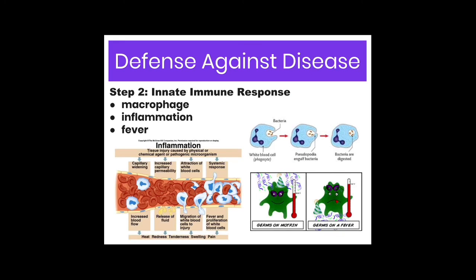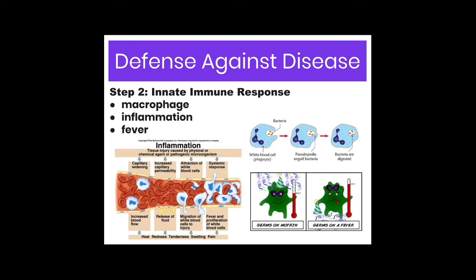So next we have the innate immune response. This is going to be if the external barriers did not work and an invader got into the body, and now the immune system needs to fight it. So the first thing is called a macrophage. This is a type of white blood cell. A macrophage is a type of phagocyte. So this is a white blood cell that is going to ingest invaders.